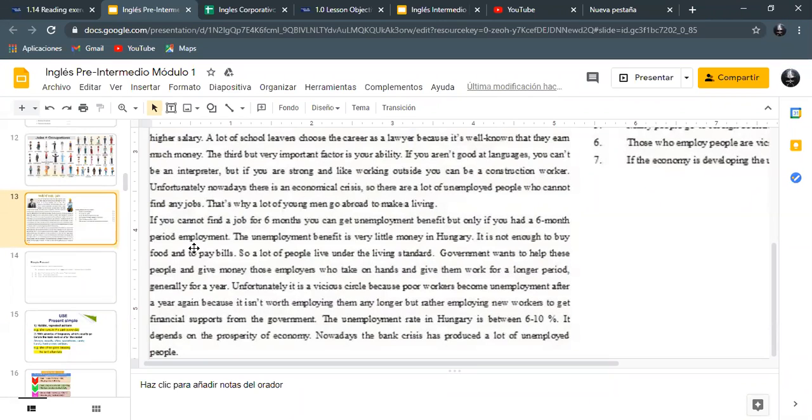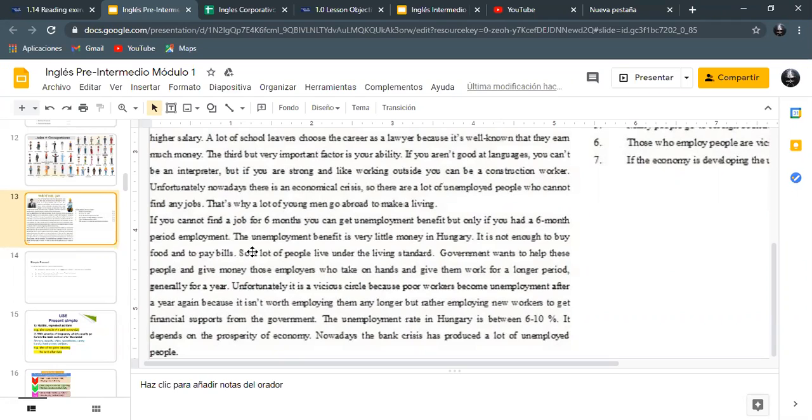Que si no encuentra trabajo en 6 meses, puede como solicitar un beneficio de desempleado, pero solo si ha pasado 6 meses de periodo de desempleado. No desempleado, sino está perfecto solo la última parte, porque dice solo si tuviste un periodo de haber sido empleado por 6 meses. O sea, de que sí, se quedó desempleado, pero trabajó 6 meses, le ayuda el gobierno.